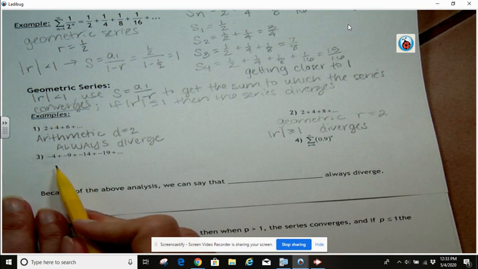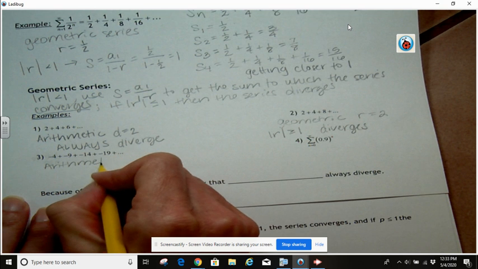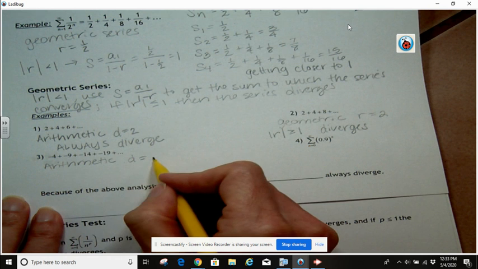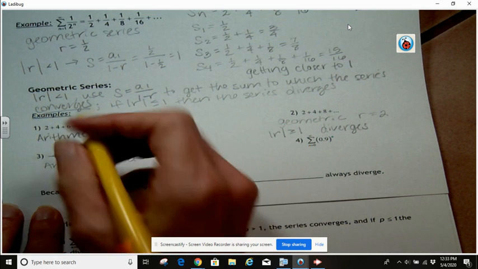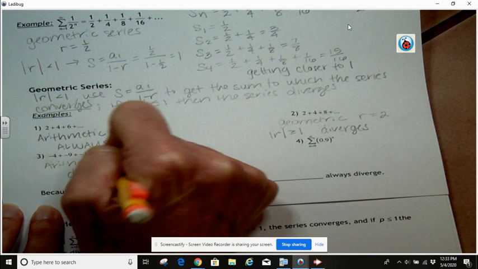For number 3, this is back to arithmetic. There is a common difference. It is going down by 5 each time, so the common difference is -5. And once you've stated that it's arithmetic and what the common difference is, you want to do both of those things because you want to make sure you can determine a common difference to be sure that you're right that it's arithmetic. But once you've stated both of those things, you just conclude that it diverges.